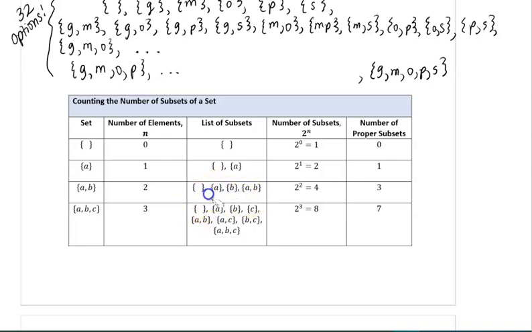If we have a set with 3 elements, 2 to the 3rd is 8, which means that there would be 8 subsets, which you can see them all listed there. And so this formula will allow us to count the number of subsets of a given set.